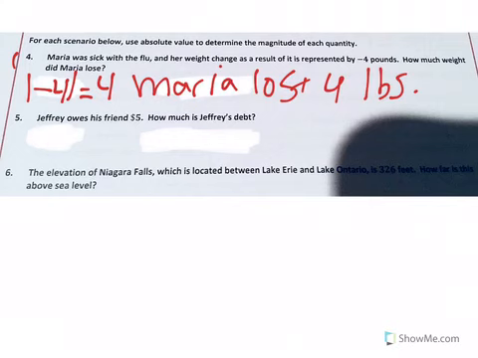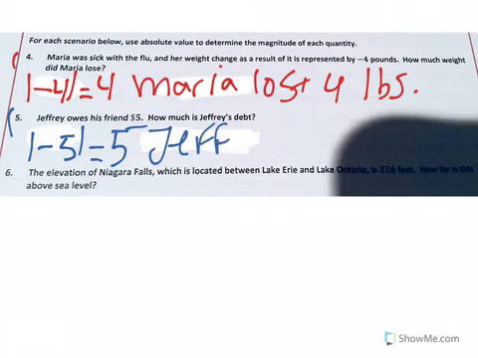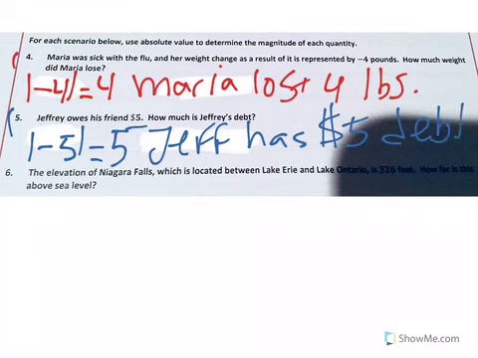Number 5. Jeffrey owes his friend $5. How much is Jeffrey's debt? Well, if you owe someone $5, then you are, again, in the negative. And to find the absolute value of that, if you're negative 5, then you're 5 away from 0. So the absolute value of negative 5 is 5. And you could say that Jeffrey, we'll call him Jeff, has $5 of debt. You wouldn't say he has negative $5 debt. You just say he owes $5, right?